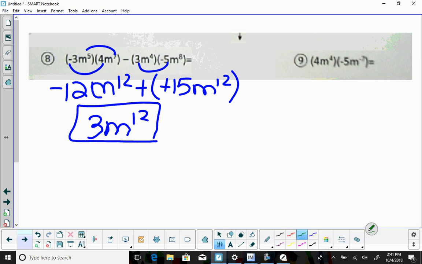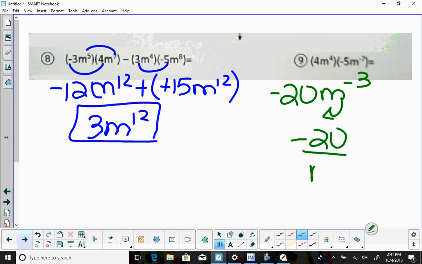And over here, we're going to go ahead and multiply. It's going to give me negative 20. And then 4 plus negative 7 is going to give me negative 3. Remember, we cannot stop with a negative exponent. So we're going to move that down, and it's going to be negative 20 over m to the 3rd. Even though 20 was negative, it did not have a negative exponent, so it is allowed to stay where it's at.